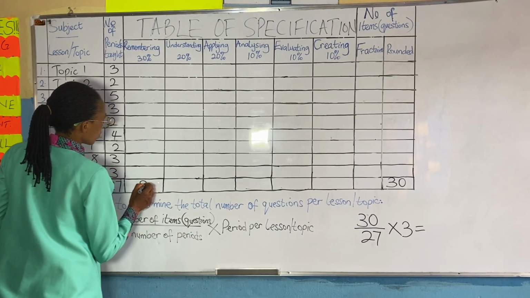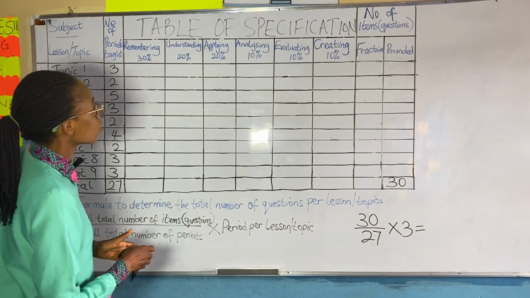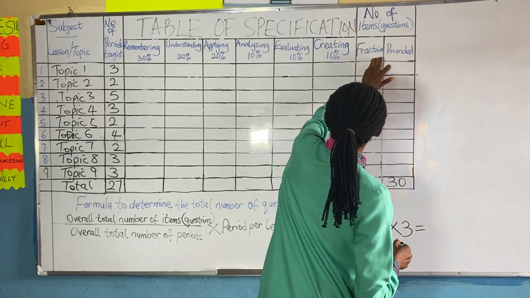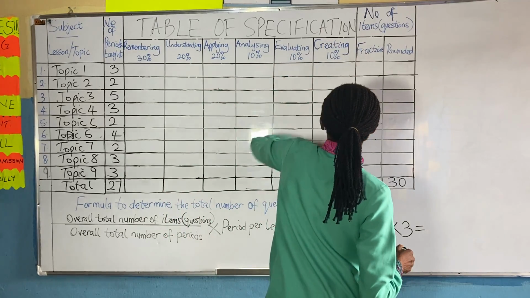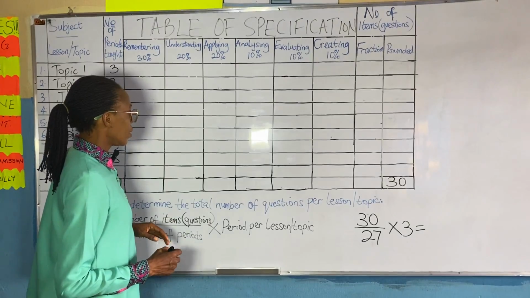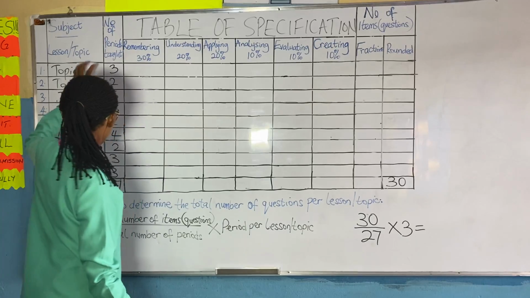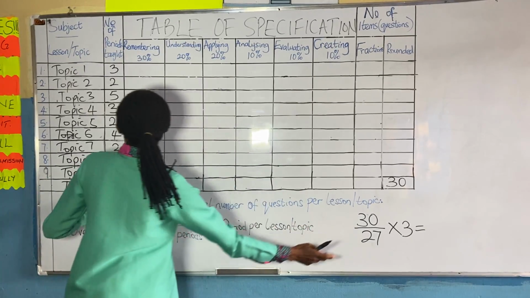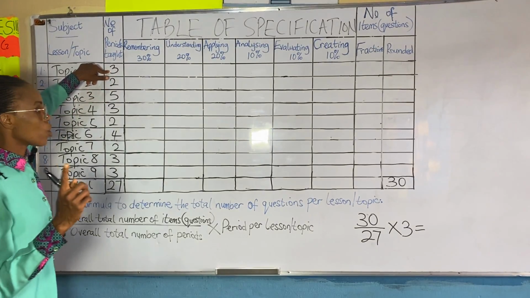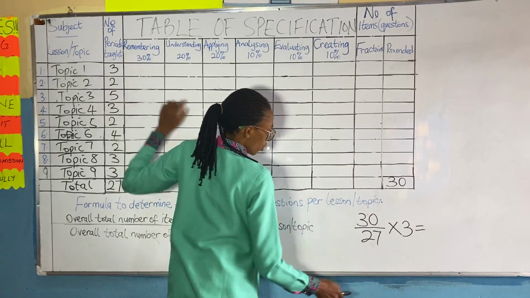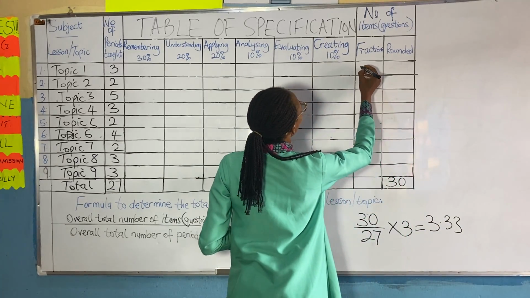9. No, sorry. Okay, sorry. We want to know how many. All right, so we have total number of questions divided by total number of periods taught times period per lesson or period per topic. That's 3. If we do this division, we will have 3.33.